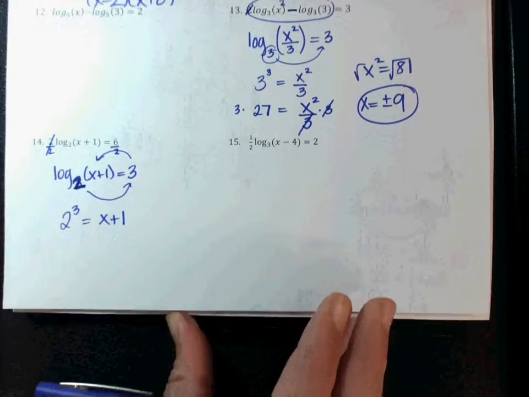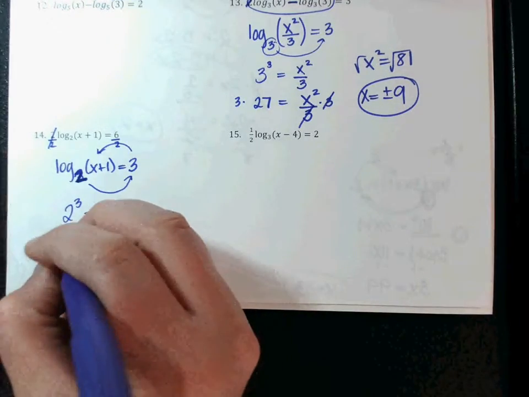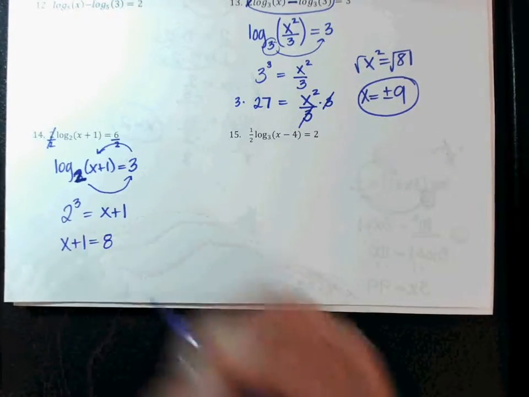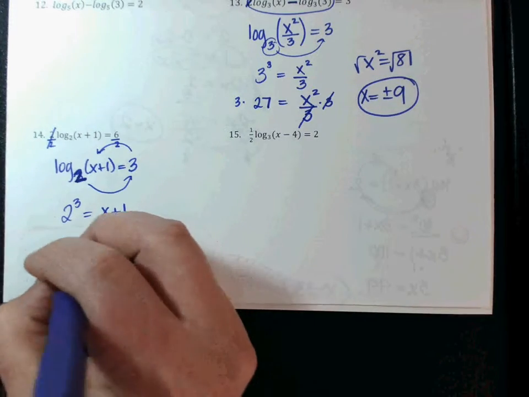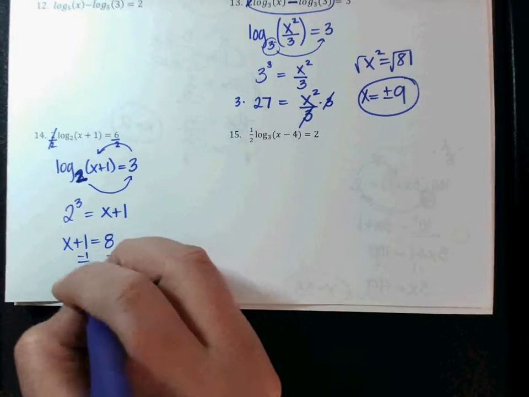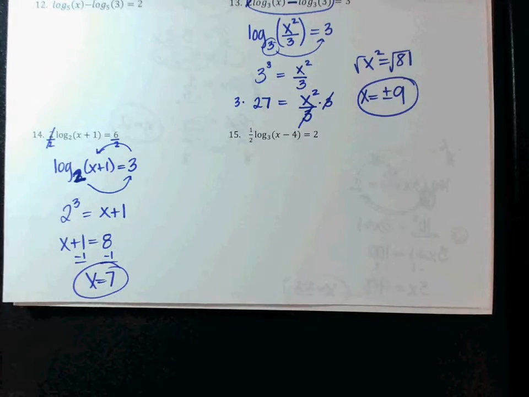What is 2 up to the 3 the same as? So really, x plus 1 is 8. Notice I'm just switching my sides around. And then minus that 1 across. So minus 1, x is 7.